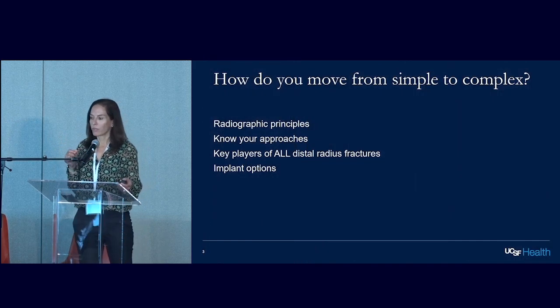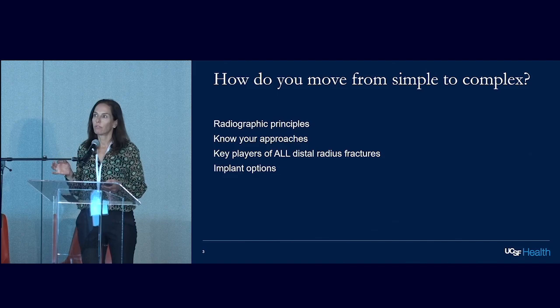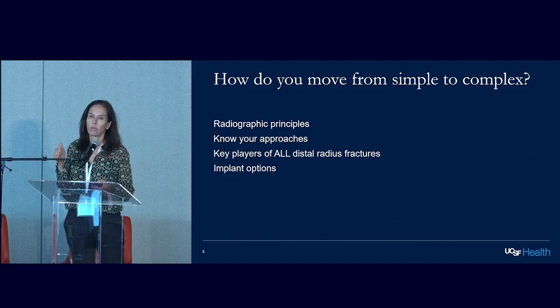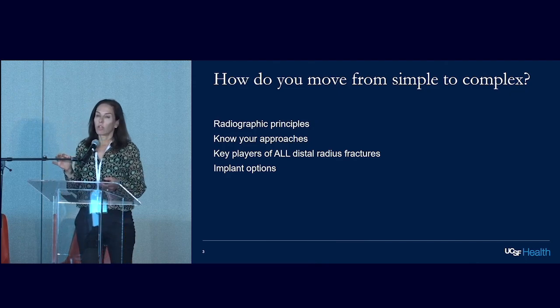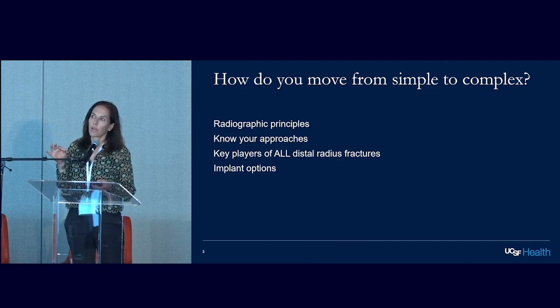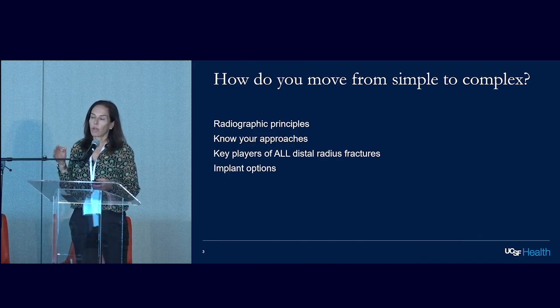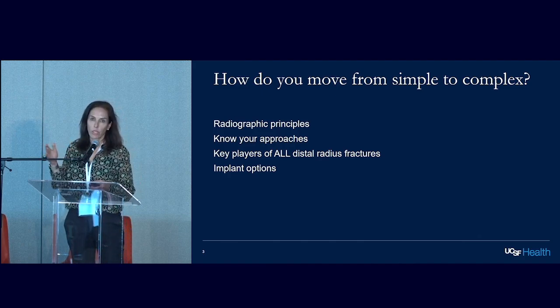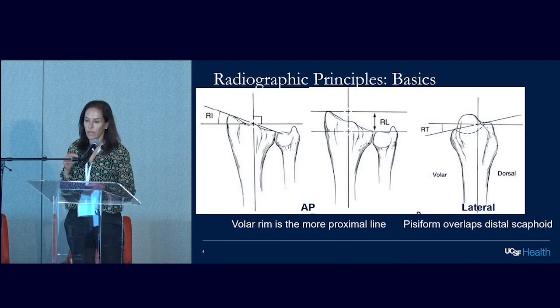So how do you get from the simple to complex? Well, I think there are a few principles to know. You really need to know your radiographic principles and your approaches. That should be your background knowledge. Know what the key players, the cortical fragments, are for every distal radius fracture, and then know what your implant options are. When you have all that done, you should be able to move stepwise as you analyze your fracture fragments.